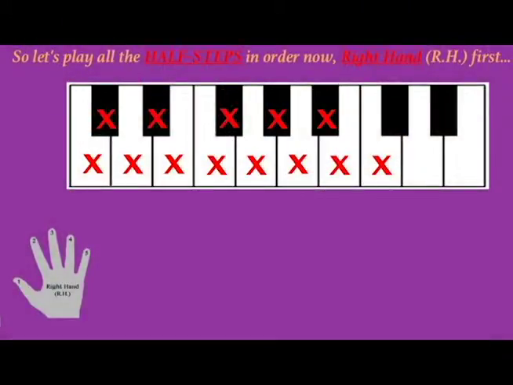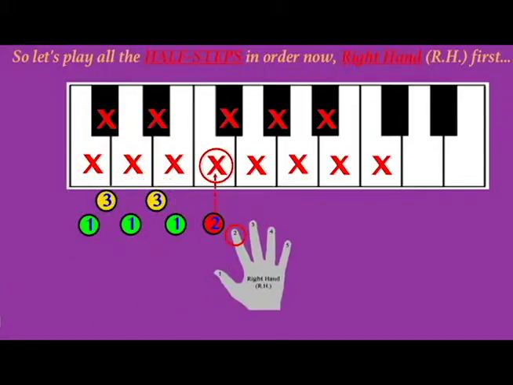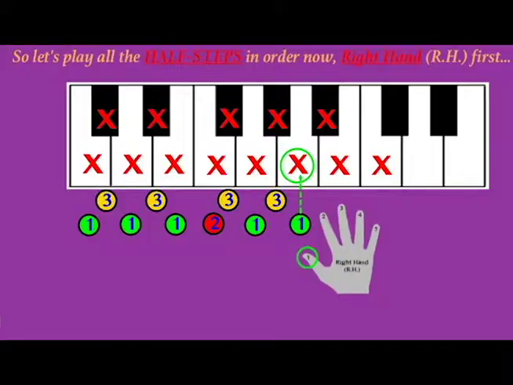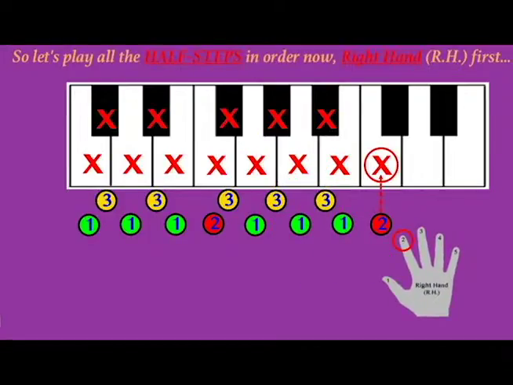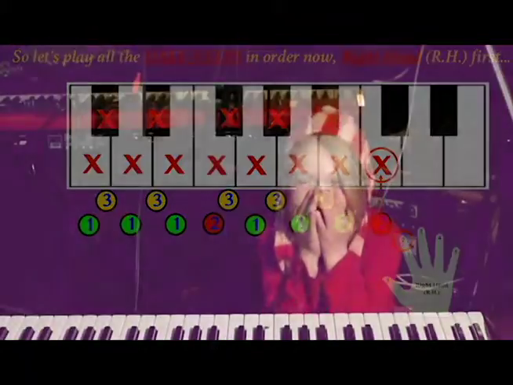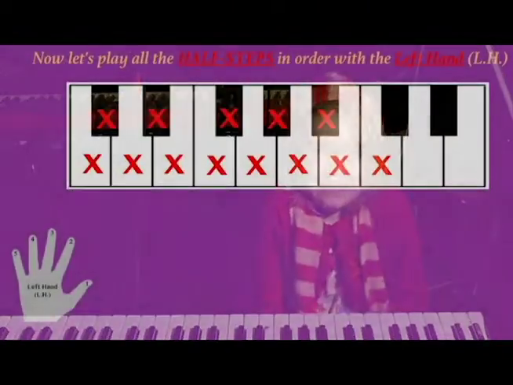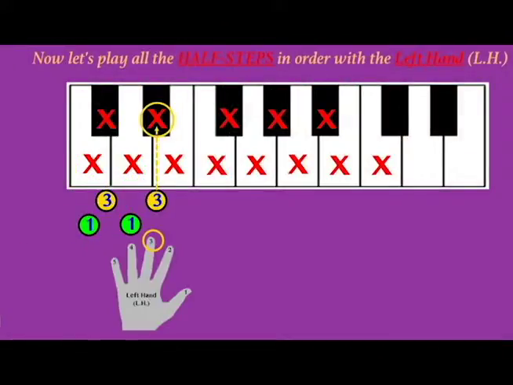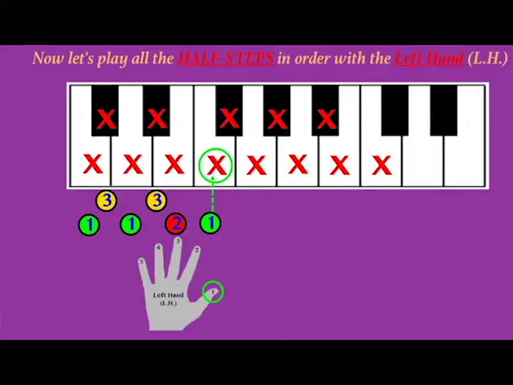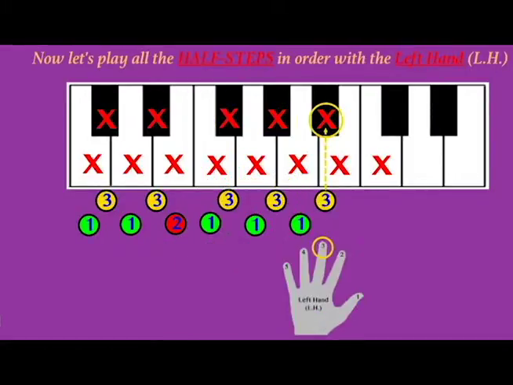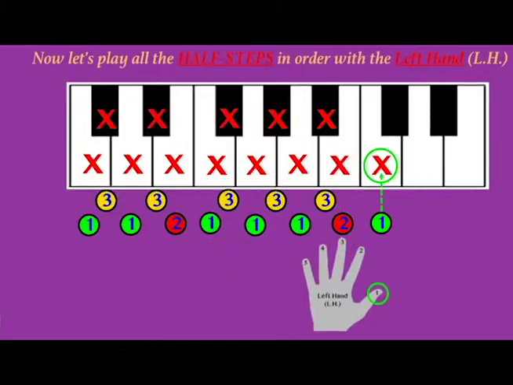Okay, so you could play all the half steps. Do 1, 3, 1, 3, 1, 2, 3, 1, 3, 1, 3, 1, 2 with the right hand. Yay! Or with the left hand, it goes 1, 3, 1, 3, 2, 1, 3, 1, 3, 1, 3, 2, 1. It's almost the same thing. It just switches those 2s around, huh?